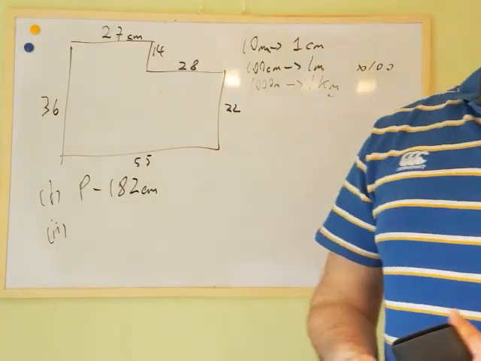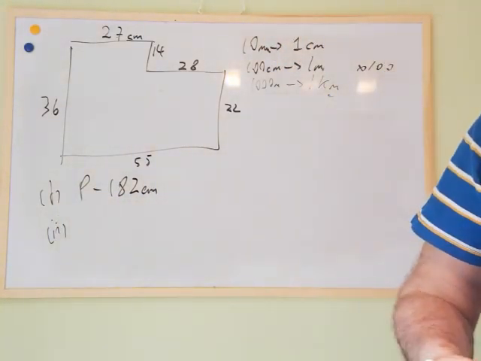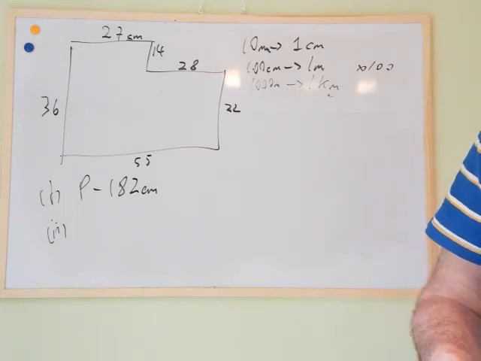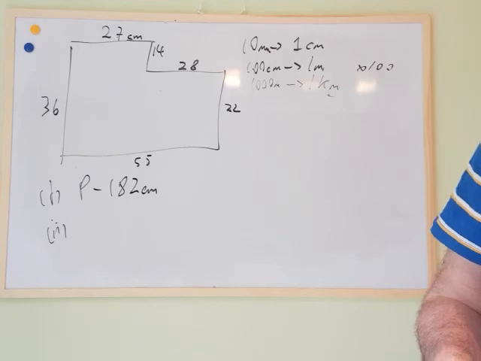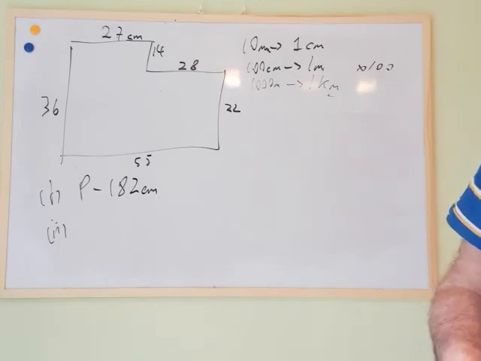And then for part 2, show that the perimeter can be worked out by adding 2 of the lengths shown and doubling the answer.